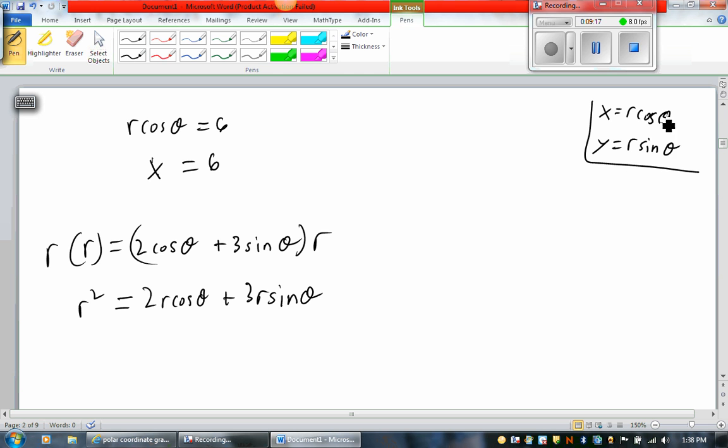Remember, x equals r cosine and y equals r times sine. Here we have an r cosine. I can replace that with x. Here we have an r sine. I can replace that with y. Coefficients obviously stay. Now r squared, remember, if r equals radical x squared plus y squared, in our definition that we saw above, square both sides and get r squared equals x squared plus y squared. So instead of r, I can write x squared plus y squared.